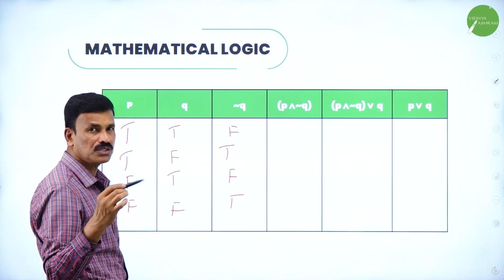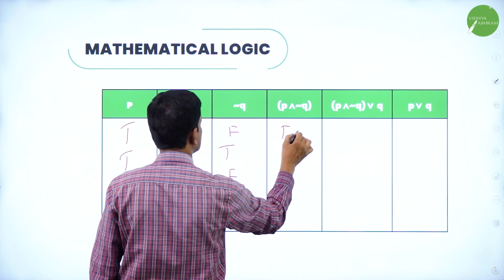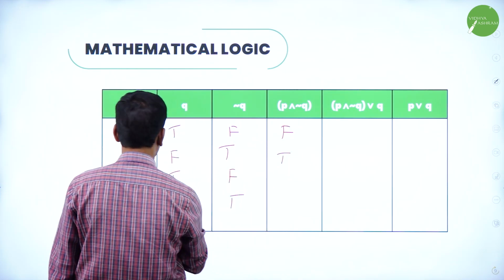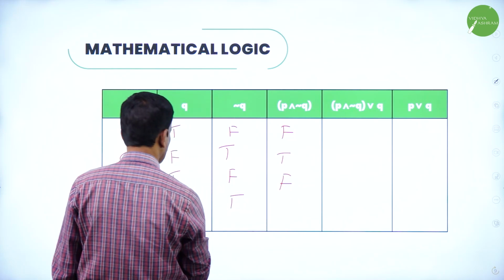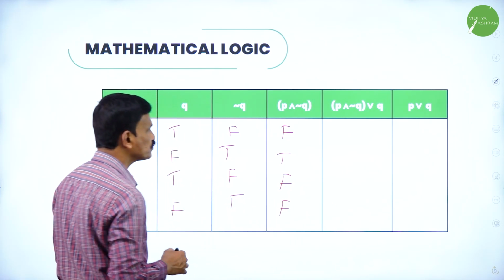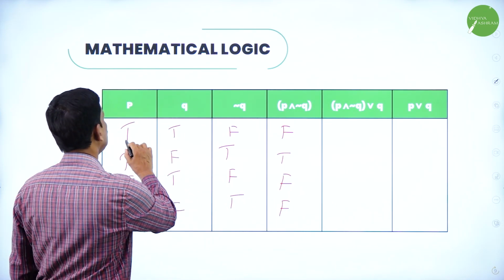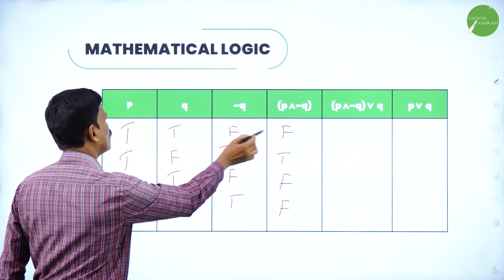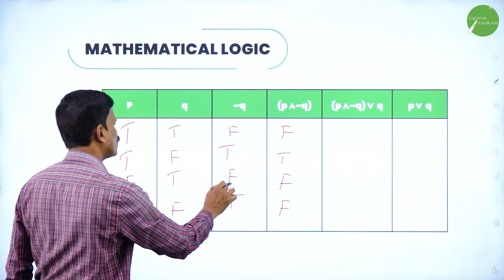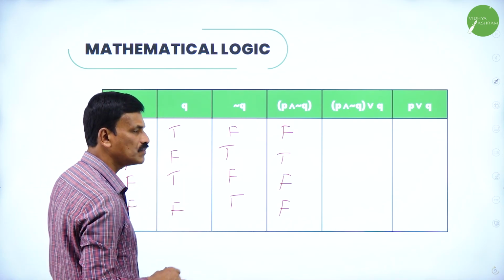Conjunction means true and true is true. True and false is false. True and true is true. False and false is also false. False and true is false. So conjunction of P and negation Q: true and false is false, true and true is true, false and false is false, false and true is also false.